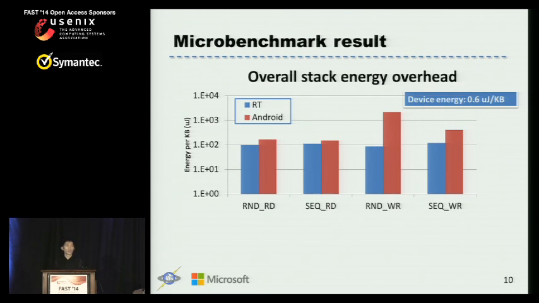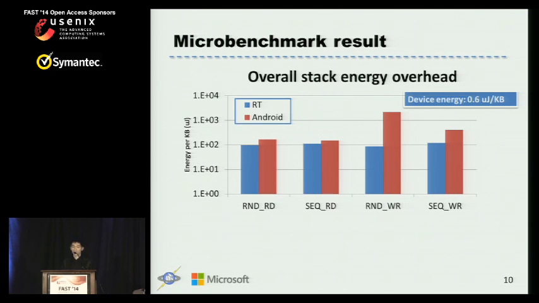All right, so this figure is the overall stack energy overhead. I hope you still remember the number I provided in the previous slides, but in case you don't, I also put the number here. The device energy is for 8 kilobytes. This graph is the result from the 8 kilobyte I/O operations. So the device energy is only 0.6 microjoule per kilobyte.